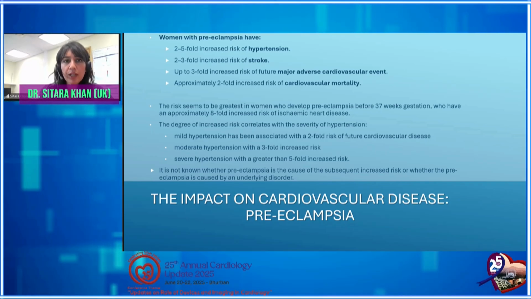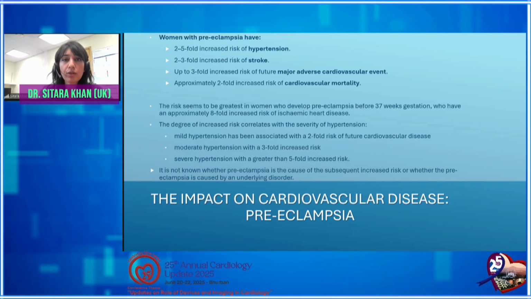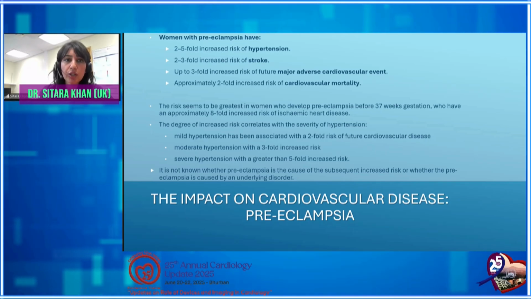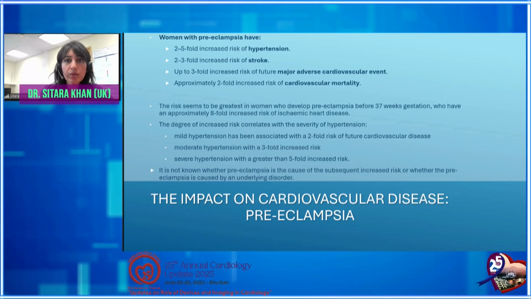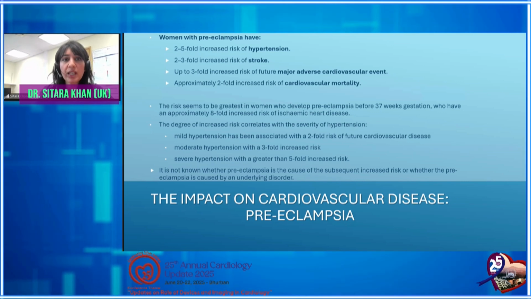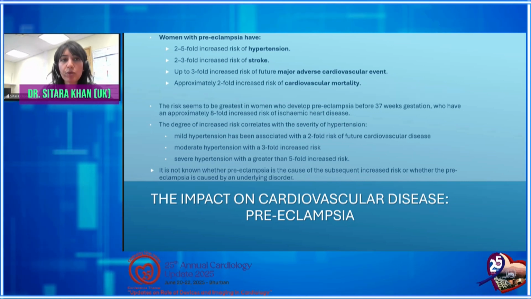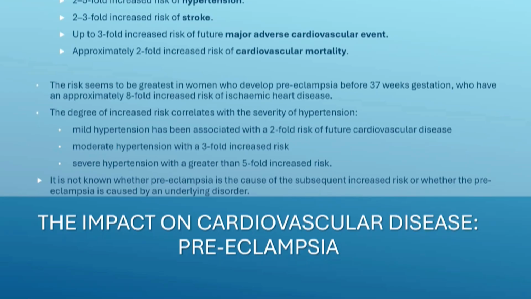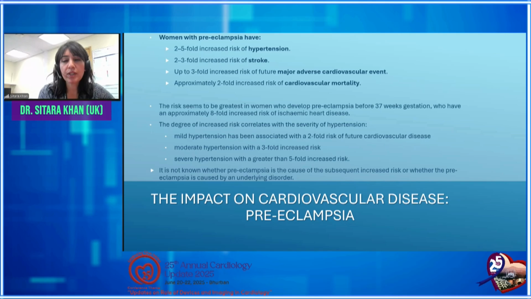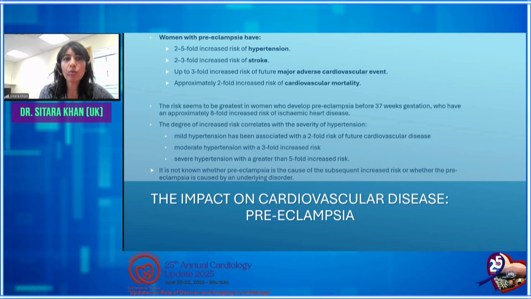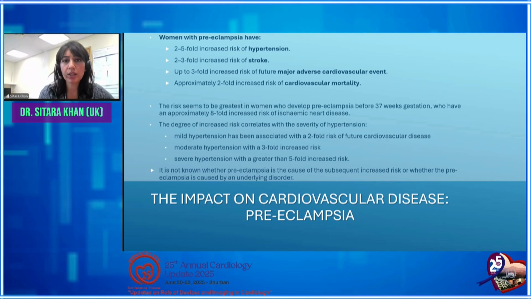So the degree of increased cardiovascular risk does correlate with the severity of the hypertension, with mild hypertension being associated with a 2-fold increased risk, whereas on the other end of the spectrum, severe hypertension is associated with a greater than 5-fold increased risk. It's not known whether preeclampsia itself is the cause of the increased risk or whether it's actually caused by an underlying disorder.